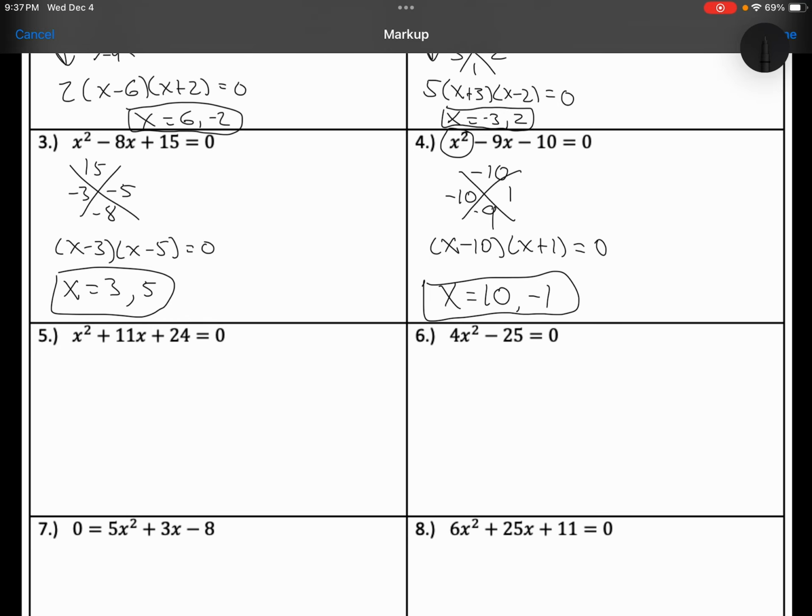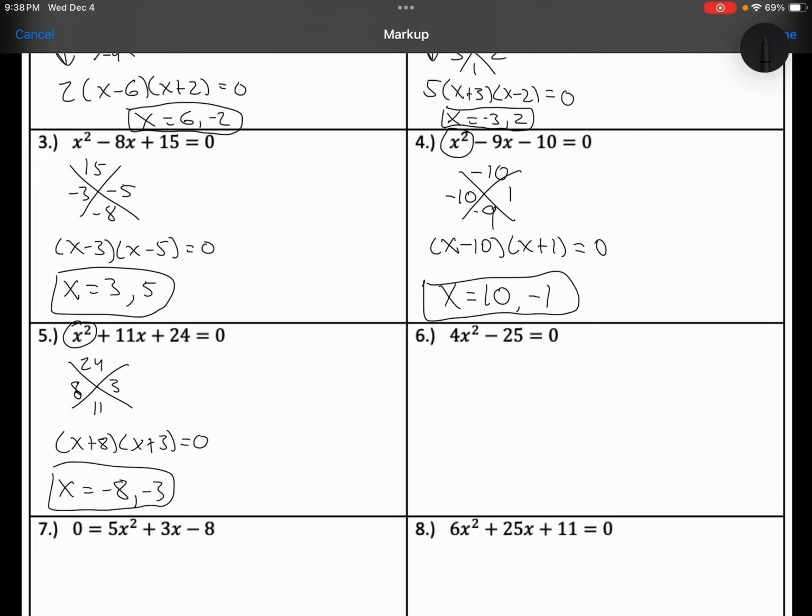Okay, on to number 5. Once again, we can see if there's anything in common. They don't all have x. They don't have any numbers in common. We have just x squared as our first term, so we can solve it with the x method. 24 goes on top, 11 goes on bottom. 8 times 3 is 24, and 8 plus 3 is 11. So my factors will be x plus 3 and x plus 8 equals 0, giving me my values for x will be negative 8 and negative 3.